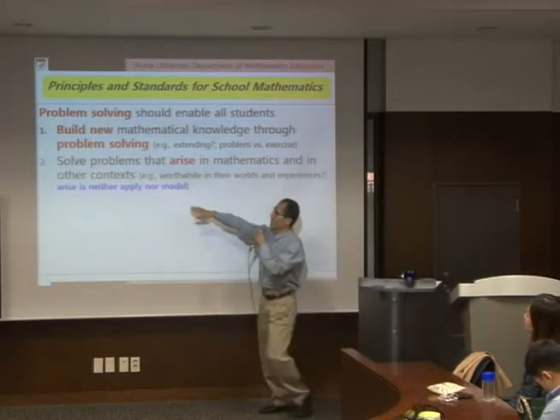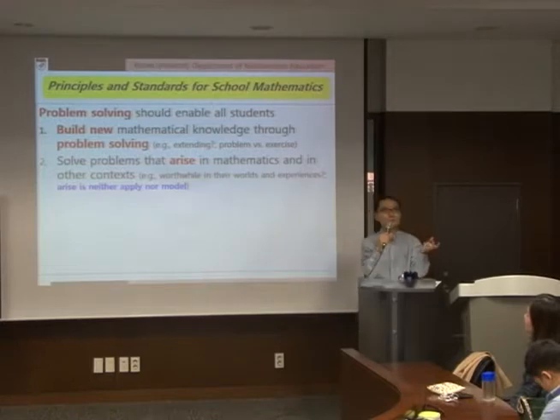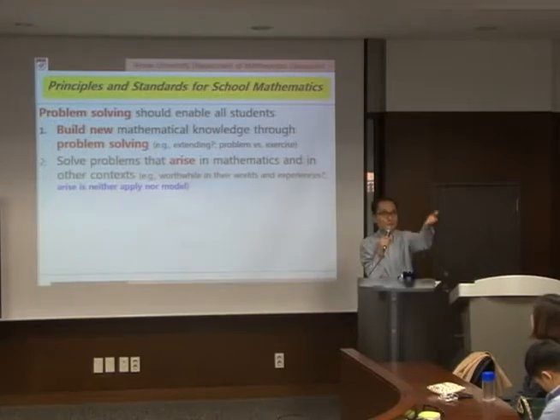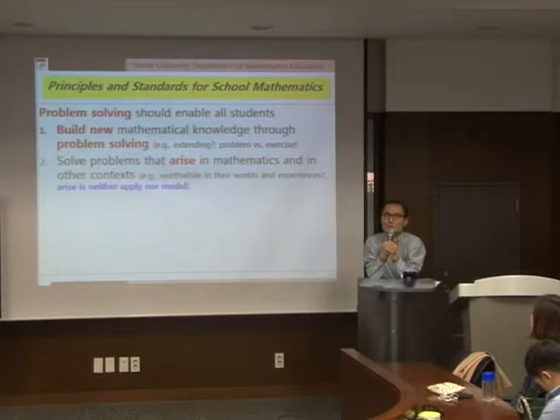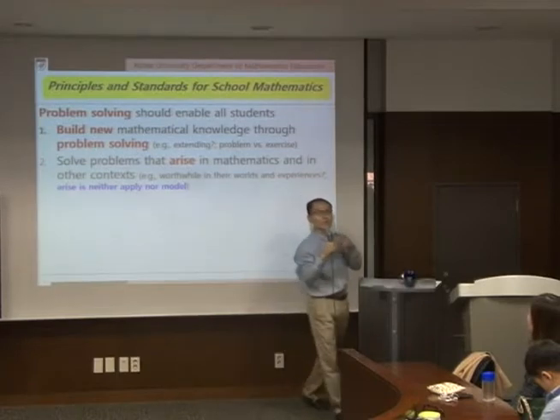So therefore, arise is neither apply nor model. Maybe from time to time it can be applied, it can be modeled. However, not always. Arise is much more naturalistic, as he pointed out, right? Naturally. But this is not from the mathematician's point of view, and not from the math educator's point of view. This is from the student's point of view. That's why I differentiate: arise is neither apply nor model.